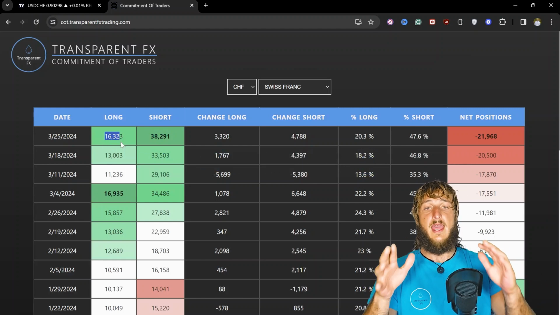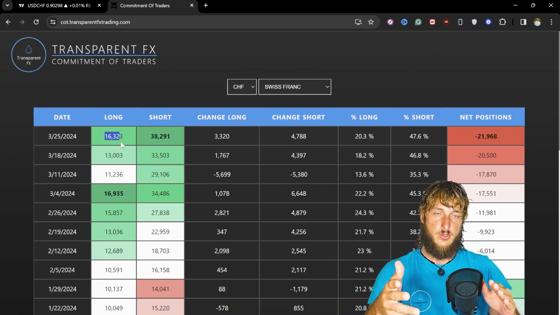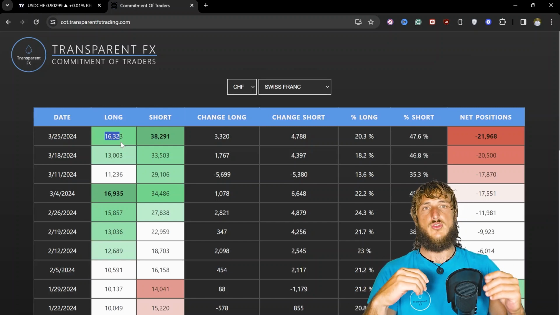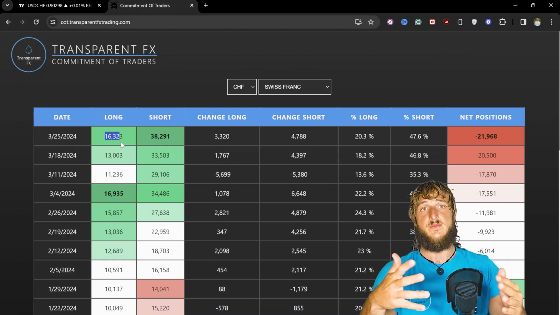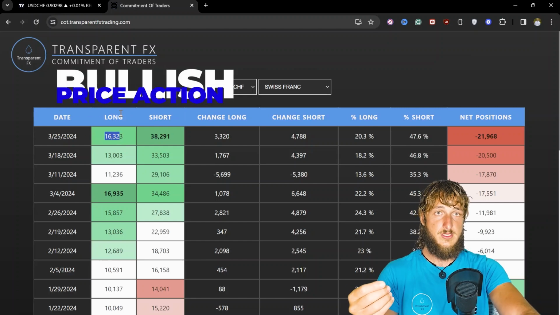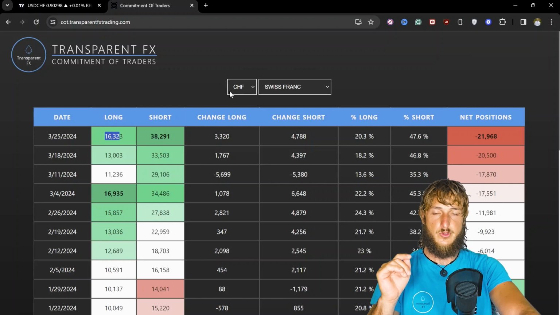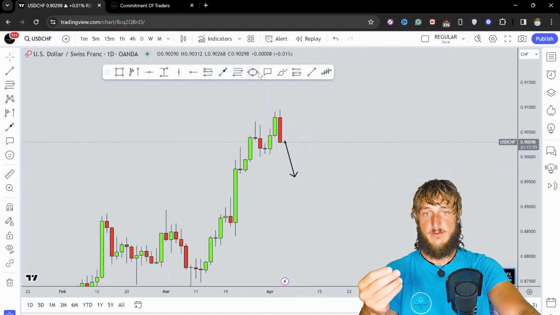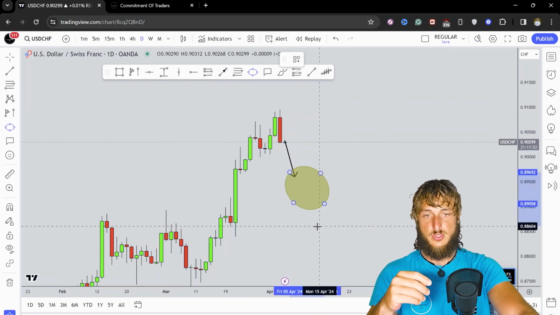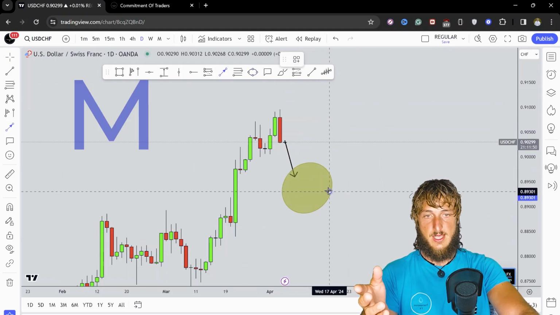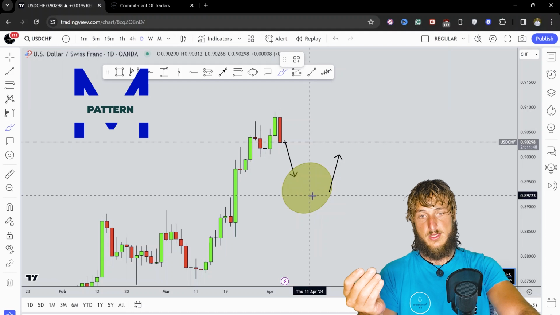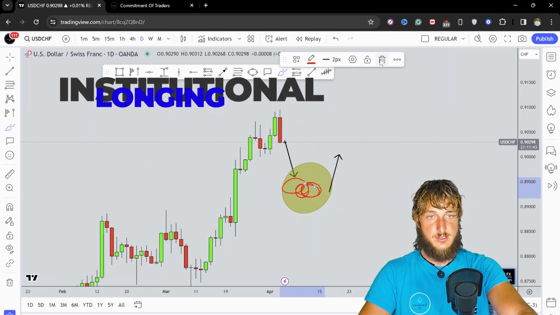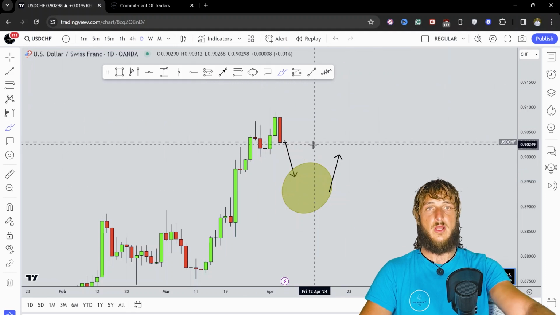So institutions have been longing USDCHF and at the same time closing their shorts. So in a situation like this, they do expect more bullish continuation for USDCHF, so more weakening for the CHF. This means that if we will see the creation of this M pattern, we would have good probabilities of getting the potential push higher, completing this M pattern at the neckline, because if we get a push lower, we could expect more institutional longing inside of this zone. So if we get this push lower, what would I expect?